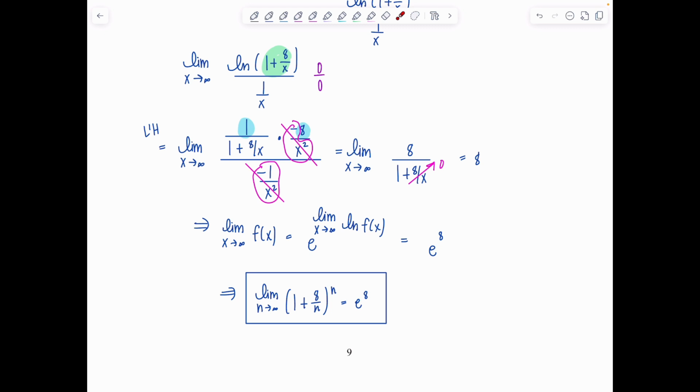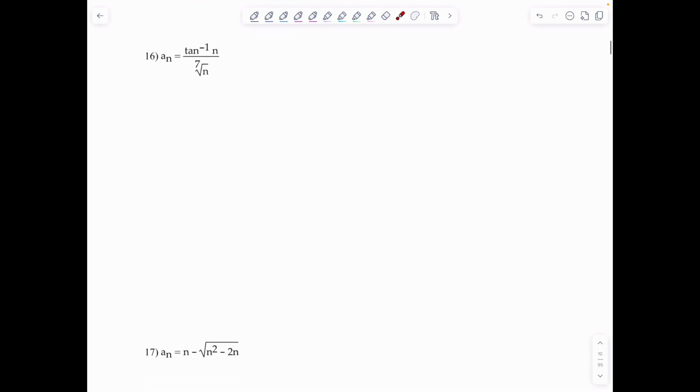Okay, here's another. A sub n equals tan inverse of n over the 7th root of n. Ooh, how do you take the limit as n goes to infinity? Okay, so if we take the limit as n goes to infinity, tan inverse of n over 7th root of n.